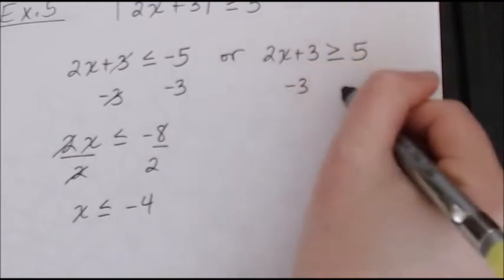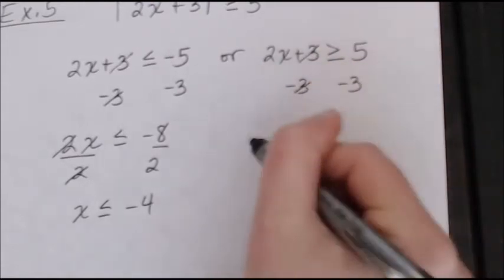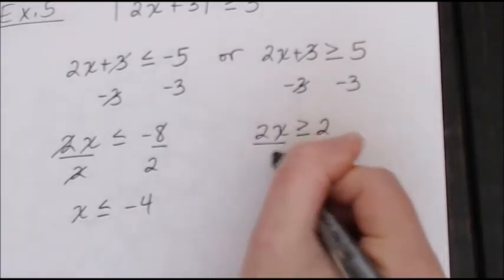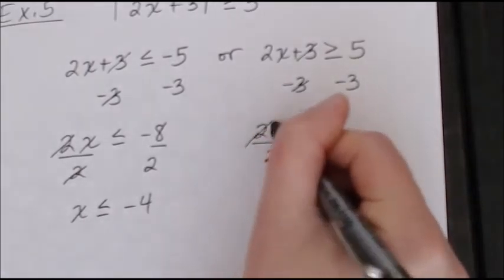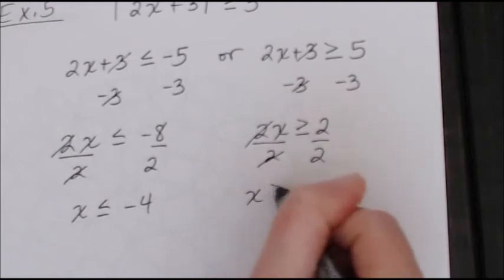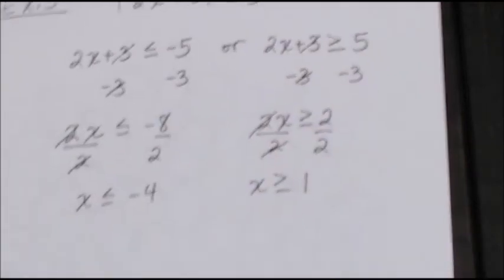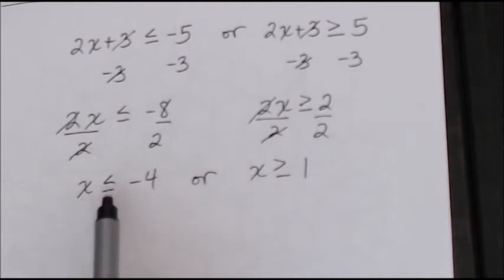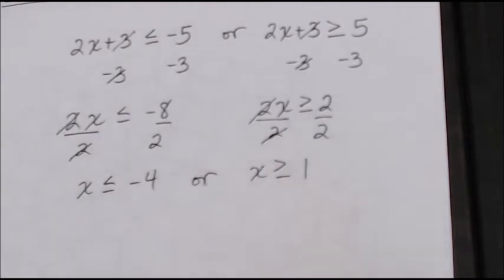So I'm going to take away the 3. So I have 2x is greater than or equal to 2. And I'm going to divide by 2. And I have x is greater than or equal to 1. Okay, so my solution, we'll put that word or in there, it's x is less than or equal to negative 4, or x is greater than or equal to 1.